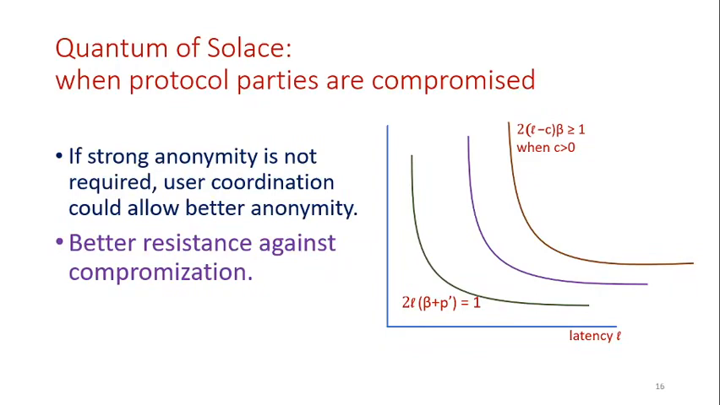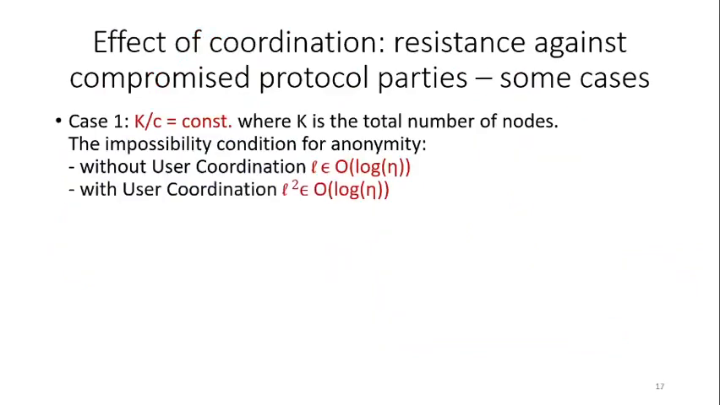Let's take some specific examples. For example, when a constant fraction of protocol nodes are compromised. In that case, without user coordination, strong anonymity is impossible if latency is in the order of log eta. However, with user coordination, we derive that strong anonymity is impossible only if L squared is in the order of log eta. So this gives more scope for protocols with user coordination to achieve strong anonymity.